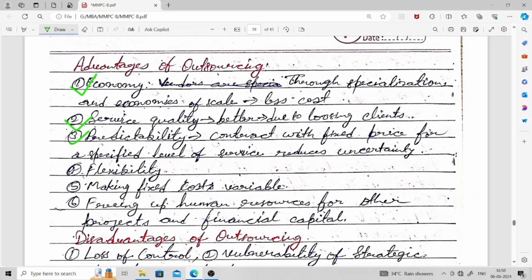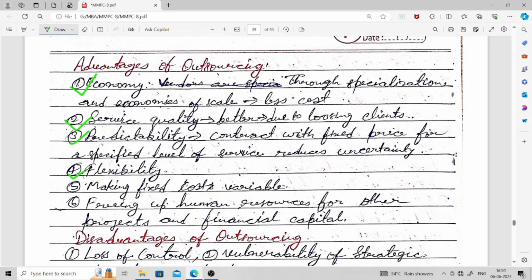Then there is flexibility. According to our requirement, we can take the service from another service provider. It means with less cost we can use the service of an external service provider, and whenever we do not want the service, we can discontinue the contract. So that kind of flexibility is possible in case of outsourcing.